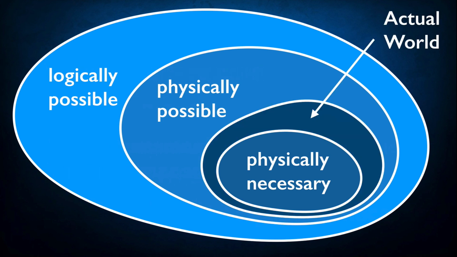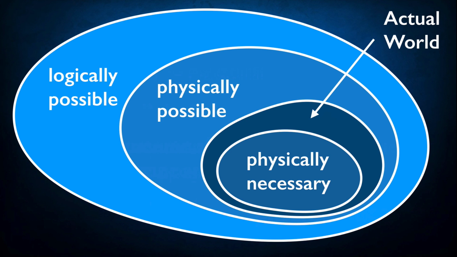So the actual world that we live in is going to occupy this space. If an event is physically necessary, then by definition, it'll be part of the actual world. But lots of things happen in the actual world that don't have to happen. These are events that are only contingently true, meaning they could have been otherwise. They're not necessarily true. Anything that happens must be physically possible, but it doesn't have to be physically necessary.